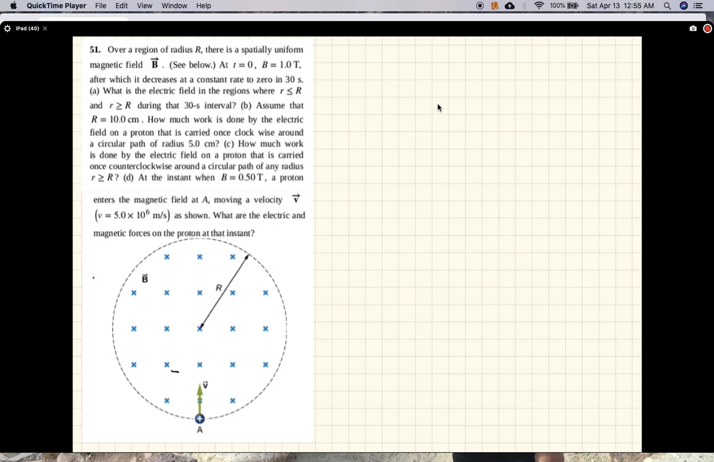So dB by dt is 1 Tesla divided by 30 seconds, equal to 33.3 times 10 to the minus 3 Tesla per second. So that's the rate at which it's decreasing. What is the electric field in the region where r is less than R and r is greater than R? Okay, so let's do it for r less than R.